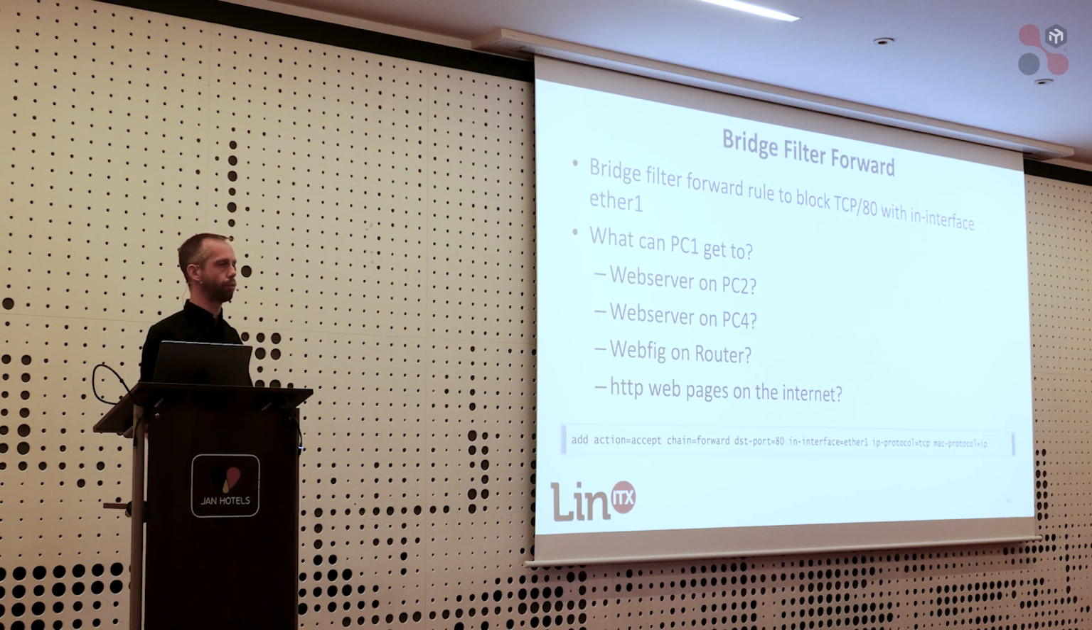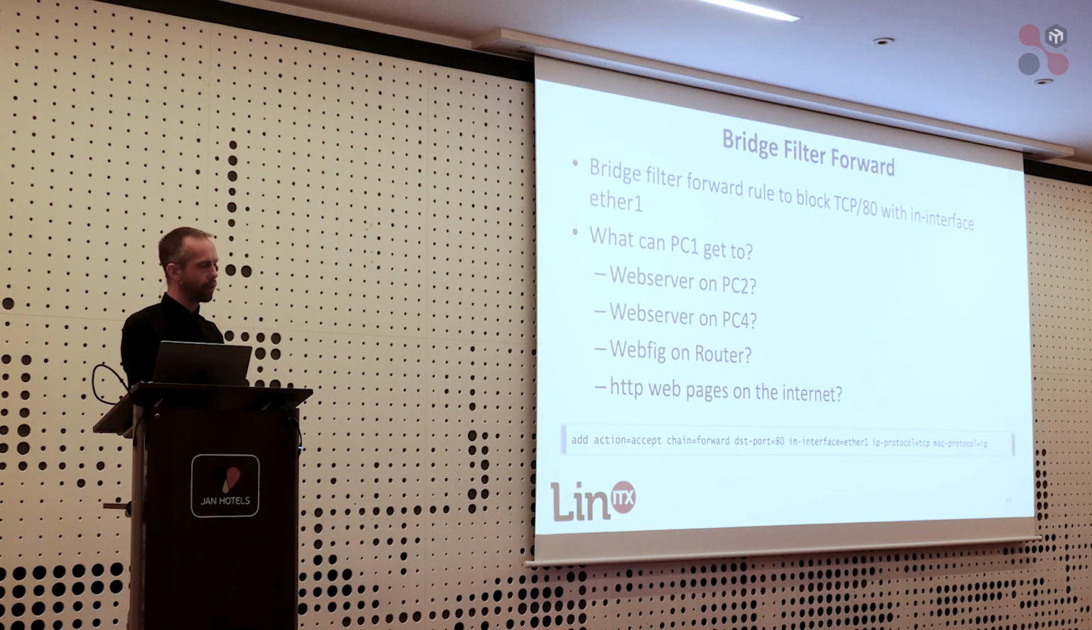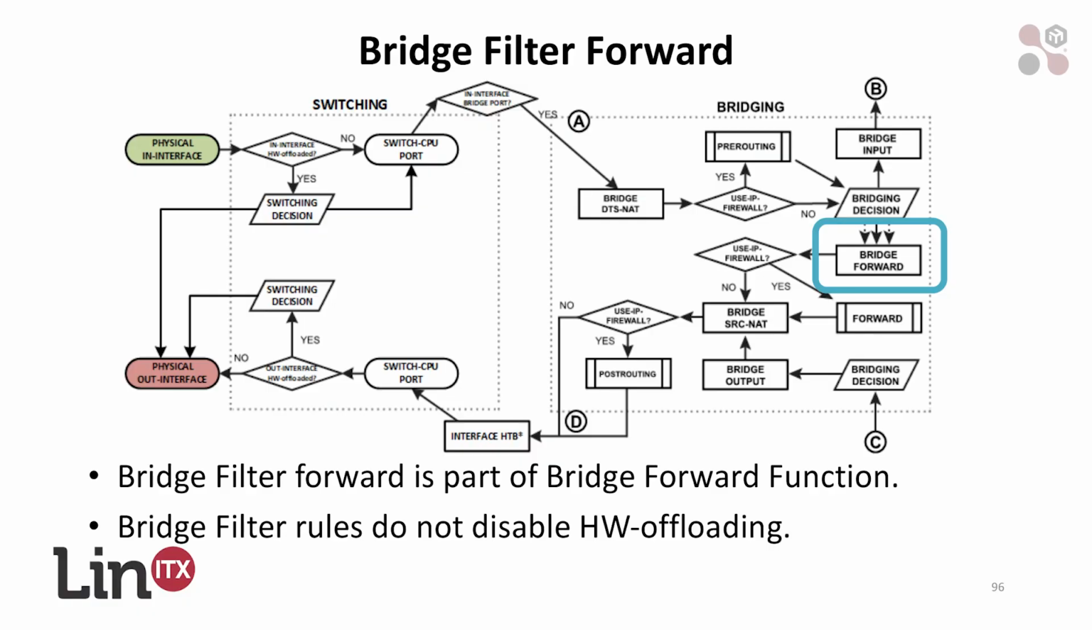So I apply a bridge filter rule. Bridge filter rule is quite simply, I've decided to block port 80 because it was easy to demo. And I have a web server running on some of these devices. So, can PC1 get to PC2? Can it get to PC4? What happens about loading a web page on my router? And can I get to the internet? And I have applied this in the forward chain. Bridge filter forward sits here in my packet flow. And let's look what happens.